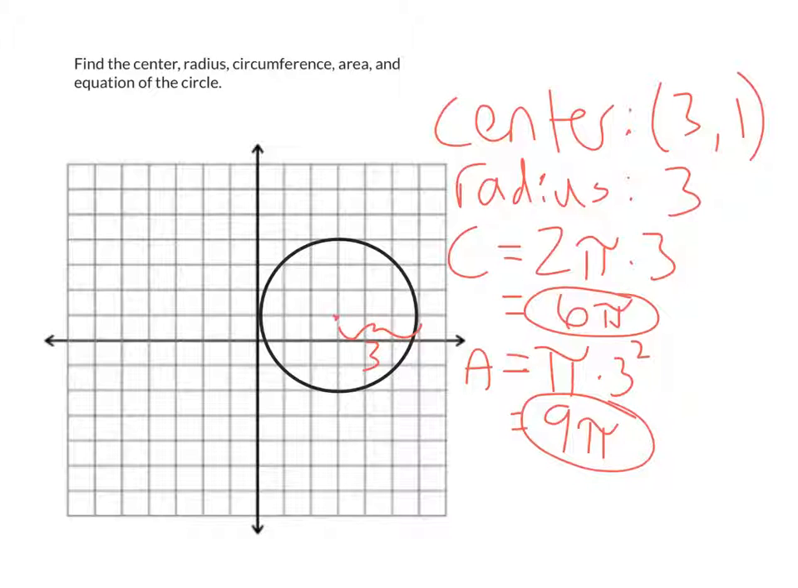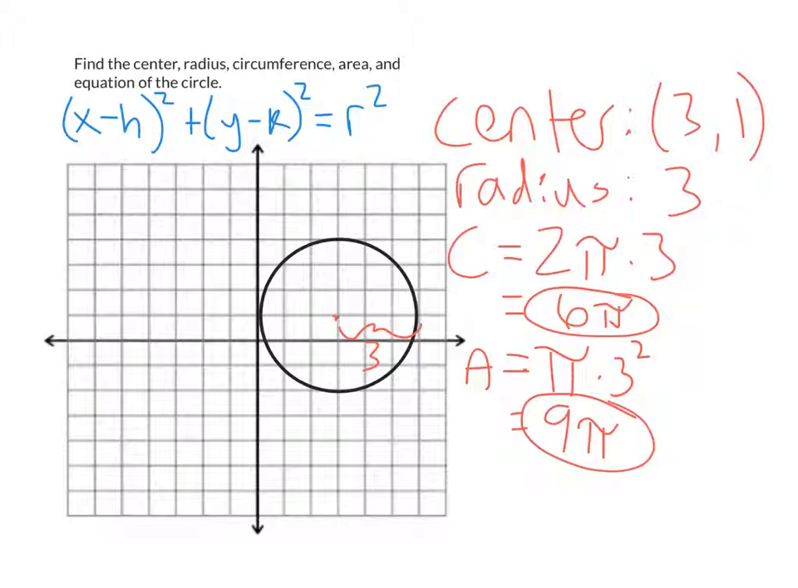Now it says the equation of the circle. That's something that's a little bit new, and I'm going to jot that down right now. So our equation of our circle looks like this. It's (x minus h) squared plus (y minus k) squared equals our radius squared.